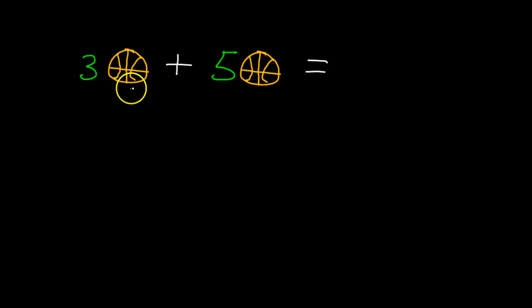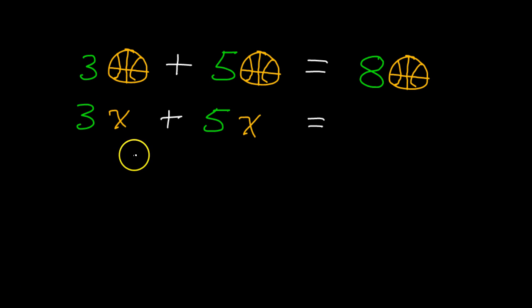Now, if I have 3 basketballs plus 5 basketballs, what do I have? Of course, I have 8 basketballs. That's why when we first learned about expressions with variables, if I have, for example, 3x plus 5x, what's that going to be? That's going to be 8x. Alright, for the same reason as the basketball. So 3x plus 5x means 3 of these things plus 5 of these things gives us 8 of these things. Alright, everything works just like basketballs.